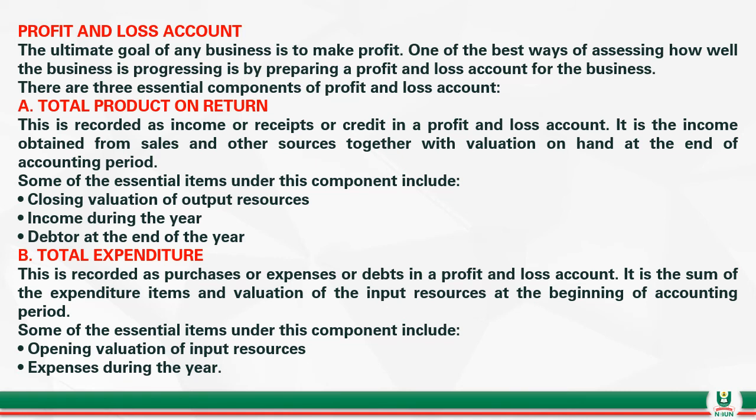Then B is the total expenditure. We are talking about how to calculate the profit and loss account. We have total expenditure. This is recorded as purchases or expenses or debits in a profit and loss account. It is the sum of the expenditure items and valuation of the input resources at the beginning of the accounting period. So some of the essential items under this component include opening valuation of resources and expenses during the year.